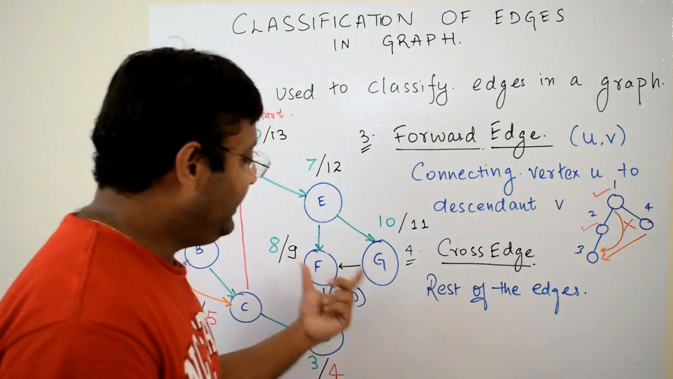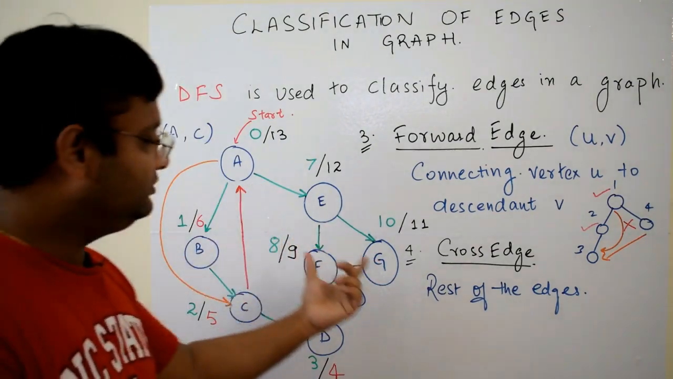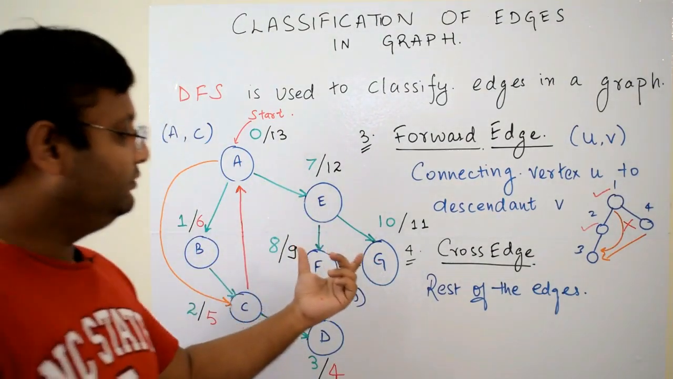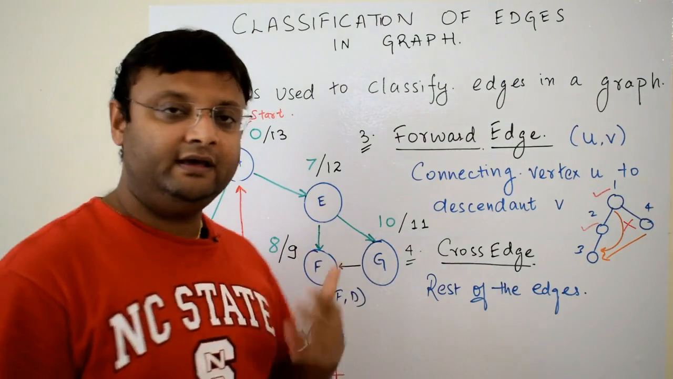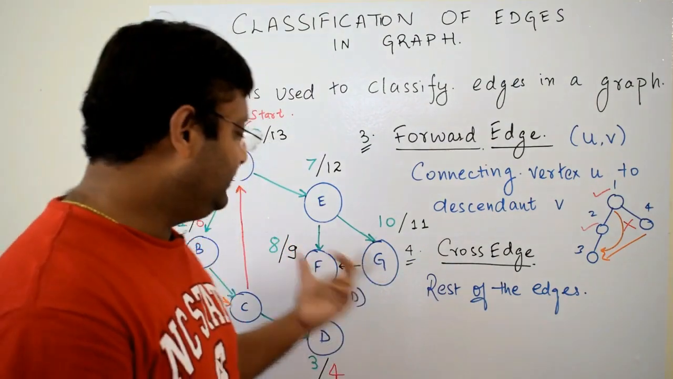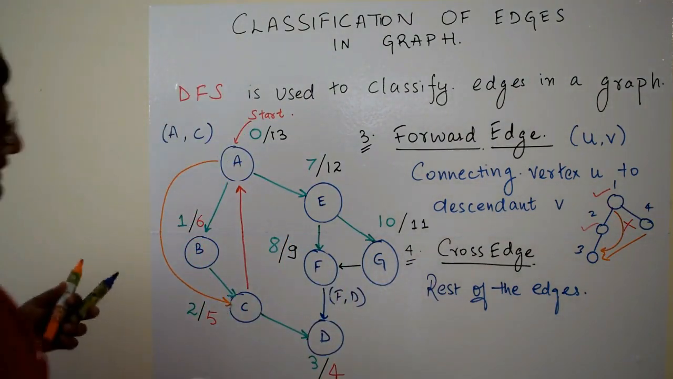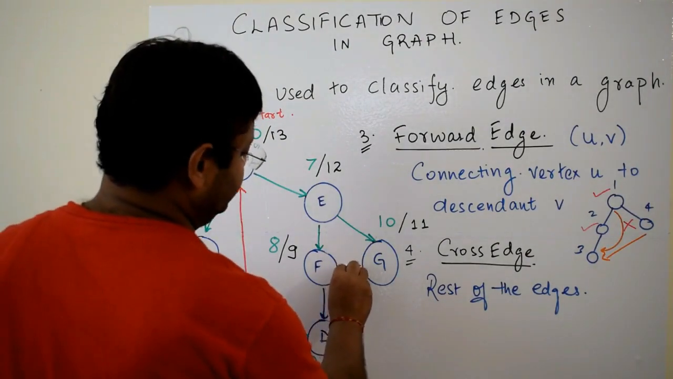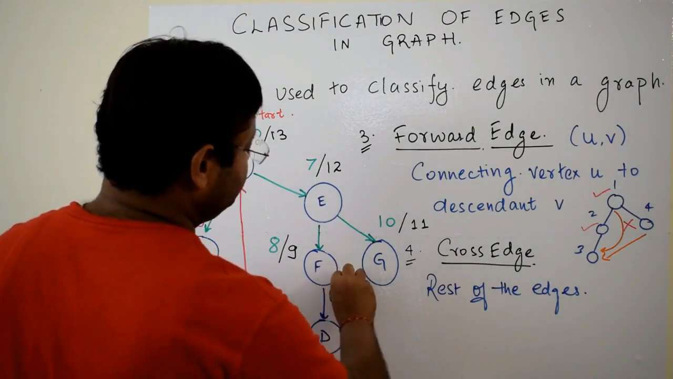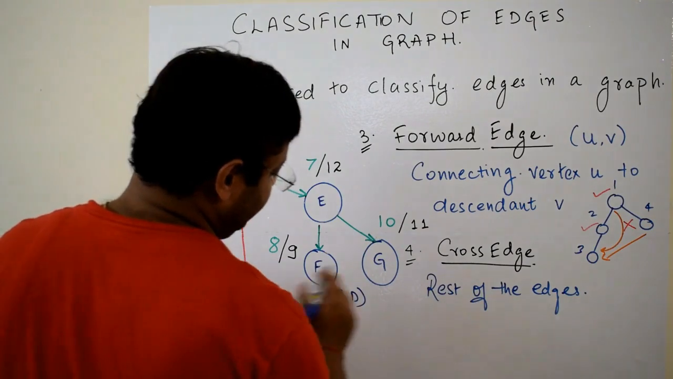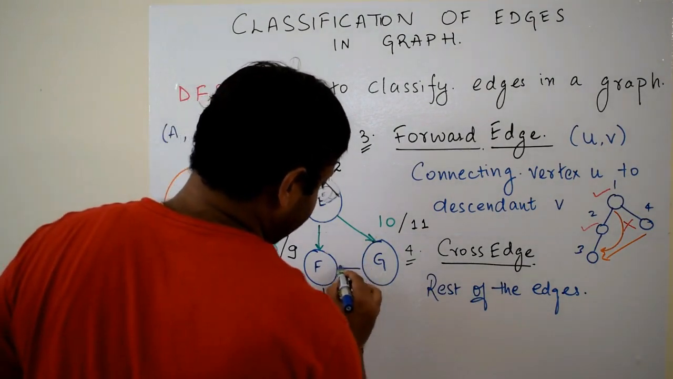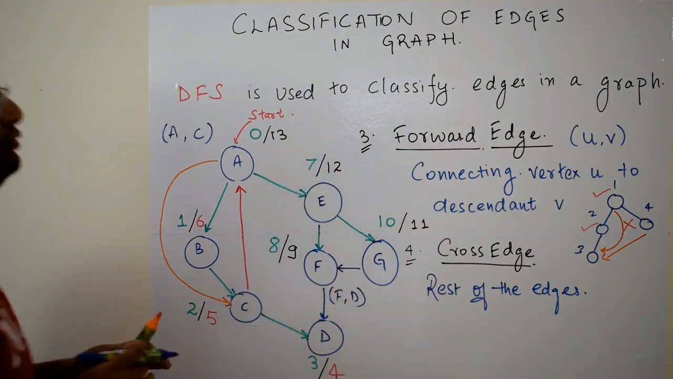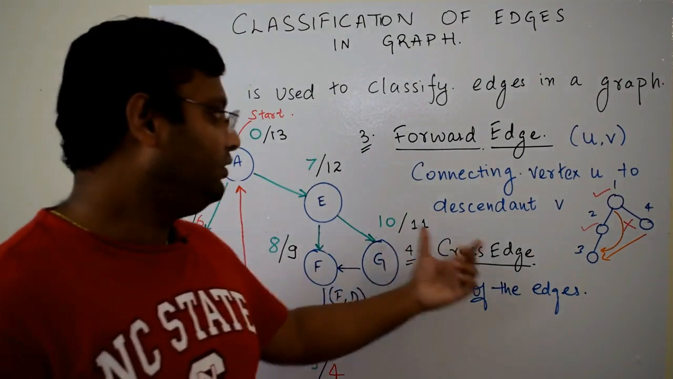Now again, F and G, if you see, for both of them, E is the parent, right? So both of them are brothers, so they cannot be ancestor or descendant. So what can this edge be? This can be only your cross edge, right? So if you are confused, just go through the lecture again, and I'm pretty sure that you'll get the concept of cross edge and forward edge.